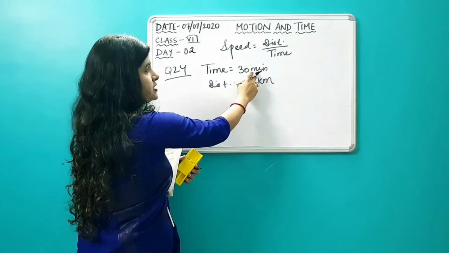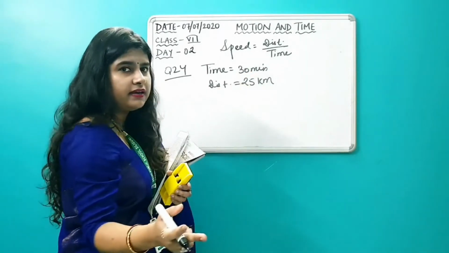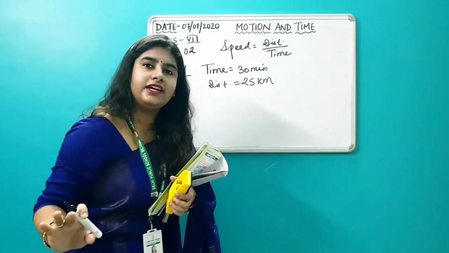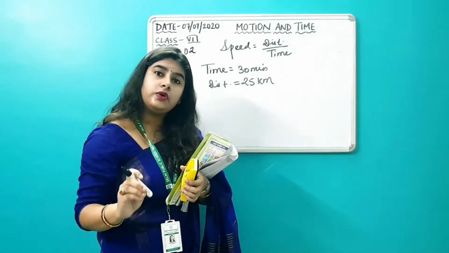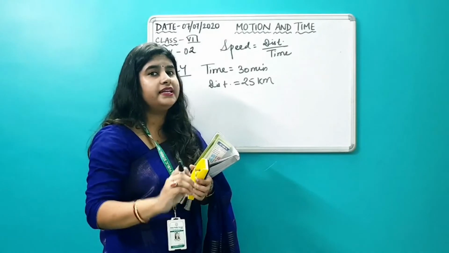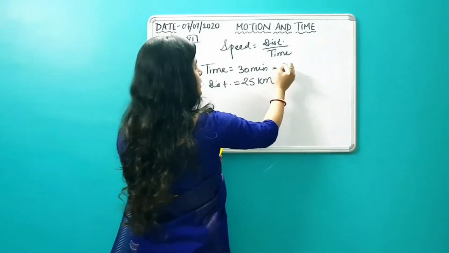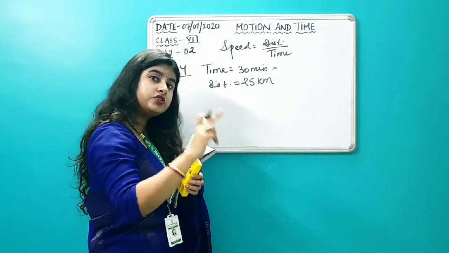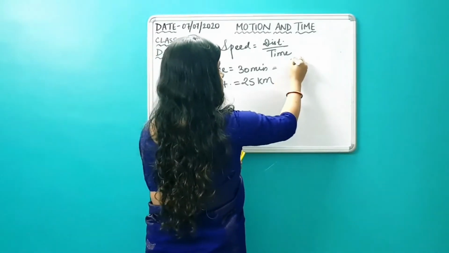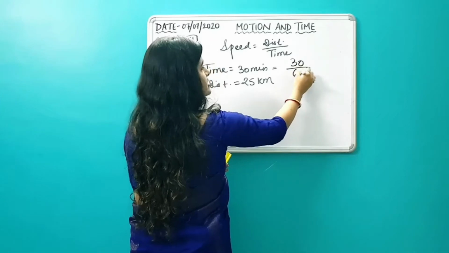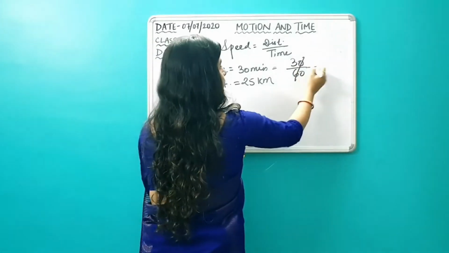Per hour means you should convert time to hour, because the distance is already in kilometers, so there is no problem. You don't have to do anything with the distance. All you have to do is convert the time from minute to hour. So what can you do? Minute to hour, smaller to bigger unit, you should divide. So 30 by 60 comes to half an hour.